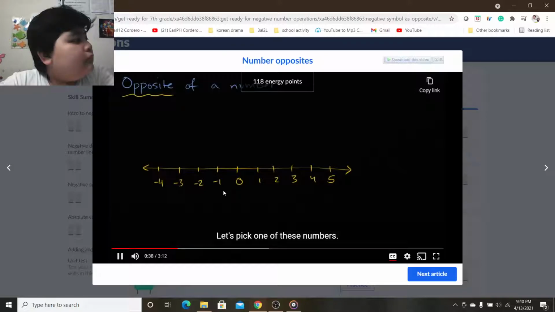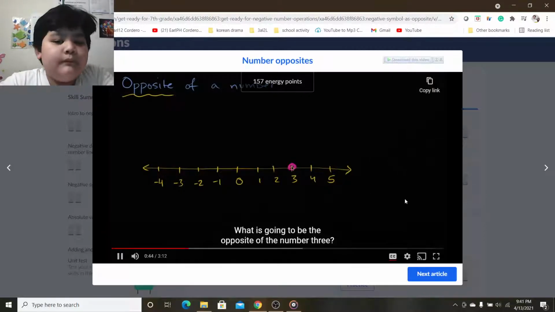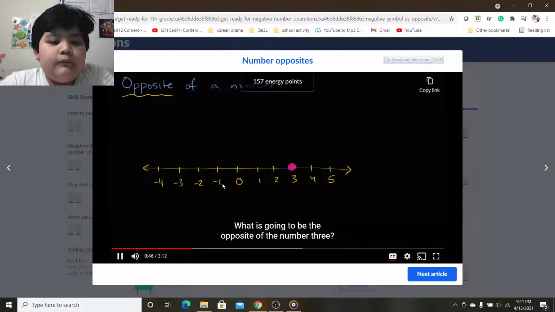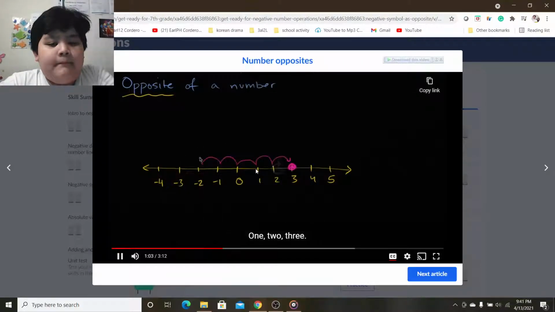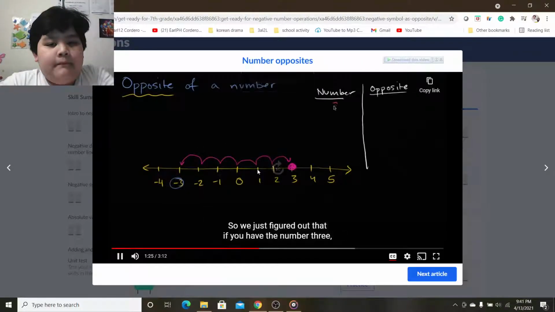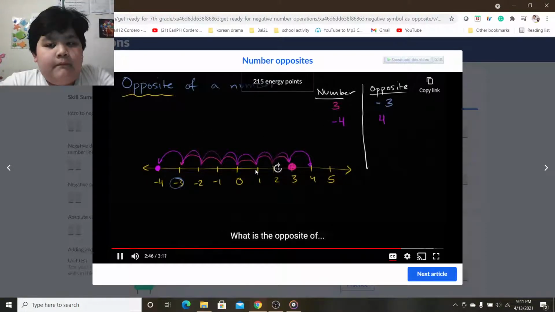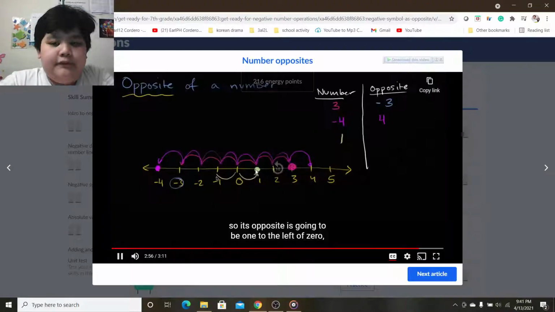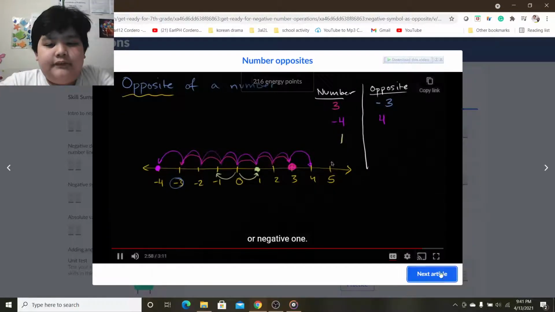So let's pick one of these numbers. Let's say we pick the number 3. What is going to be the opposite of the number 3? Negative 3. The opposite of a number is a number that's the same distance from 0, but on the other side. The opposite of 4 would be negative 4. This one's pretty straightforward. Or easy. Negative 1.